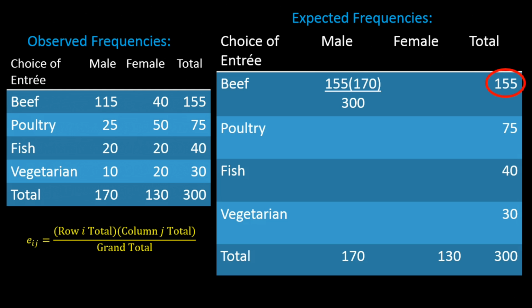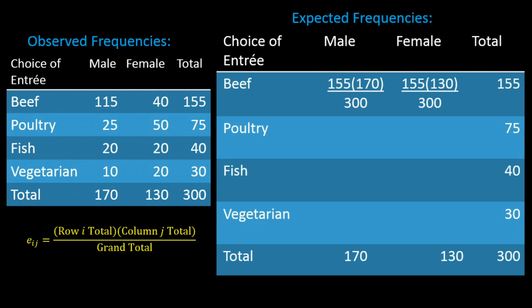Here's the row total, 155. Here's the column total, and here's the grand total. So 155 times 170 over 300, and that will give us the expected frequency count for that cell. Now for the next cell, we take the row total times the column total divided by the grand total. The row total is still 155 since this is still row 1, but now we have moved to column 2, so the column total is 130 and the grand total of course remains the same, 300.